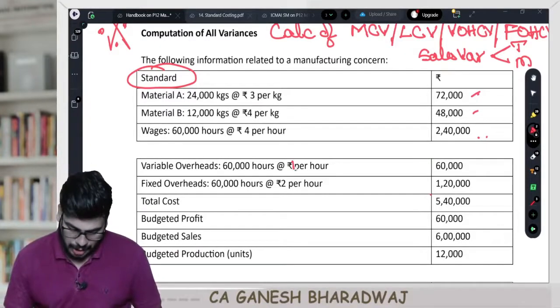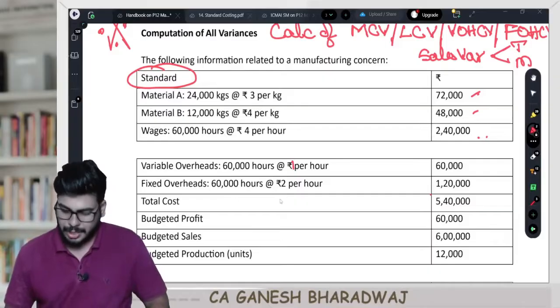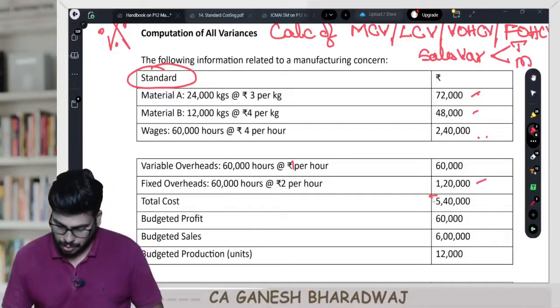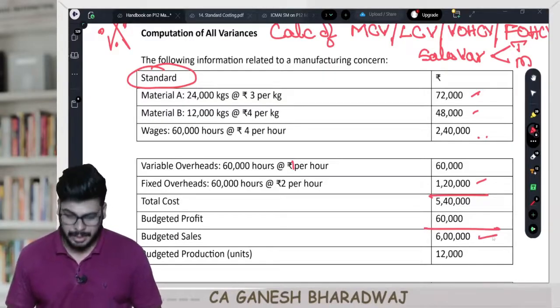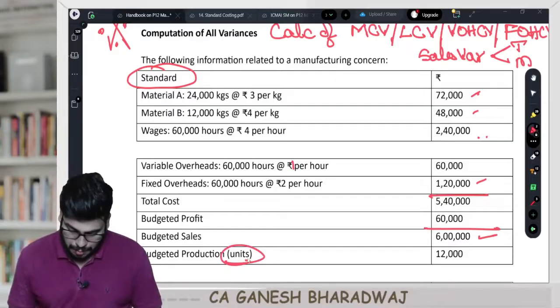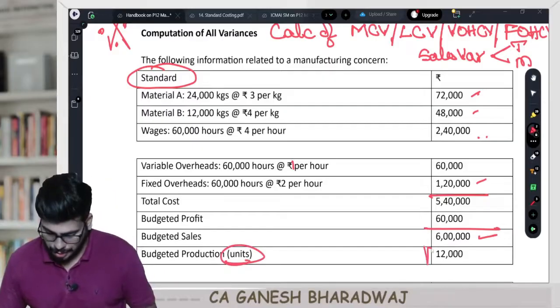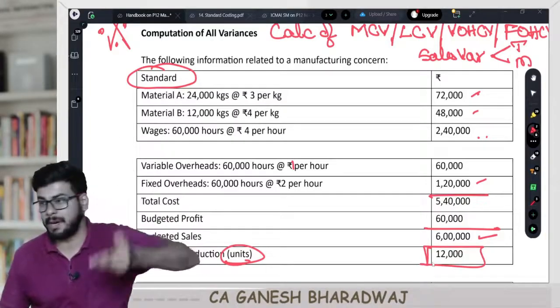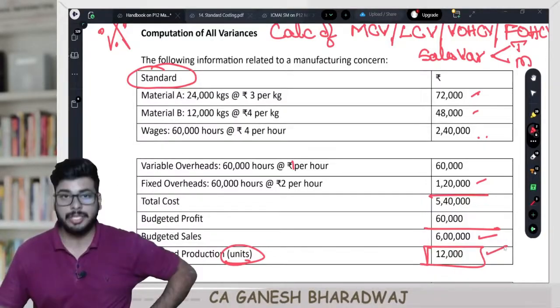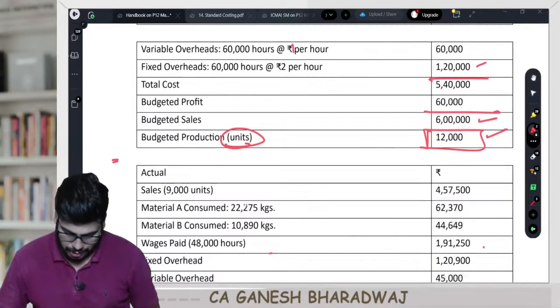Fine. Then you have fixed overhead 60,000 hours, at the rate of 2, it's going to be 1,20,000. The total cost is 5,40,000. Budget profit is 60,000 rupees. So the budget sales is going to be how much? 6 lakh rupees. And the budgeted units of production is going to be how much? 12,000 units. So basically they have given us the entire budget pertaining to how many units? 12,000 units.